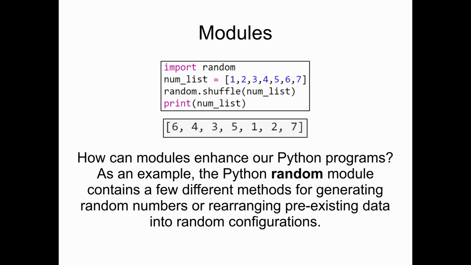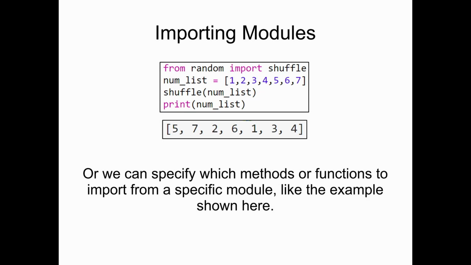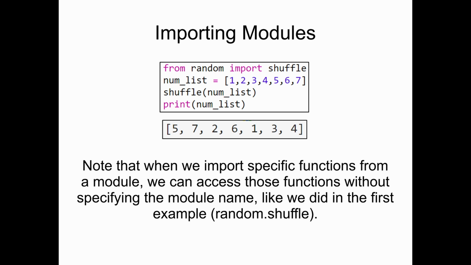How can modules enhance our Python programs? As an example, the Python random module contains a few different methods for generating random numbers or rearranging pre-existing data into random configurations. In order to use module functionality, the module must be imported into the namespace. This can be done in one of two ways, either by importing the whole module into the namespace, as shown above, or we can specify which methods or functions to import from a specific module, like the example shown here. Note that when we import specific functions from a module, we can access those functions without specifying the module name, like we did in the first example.